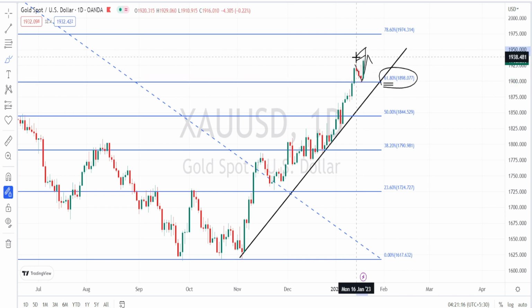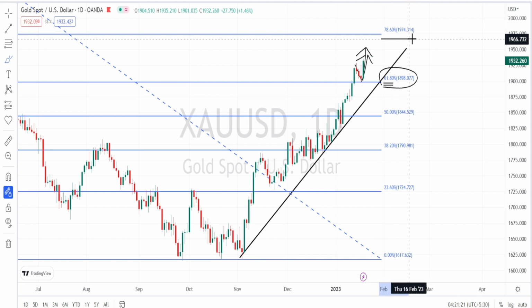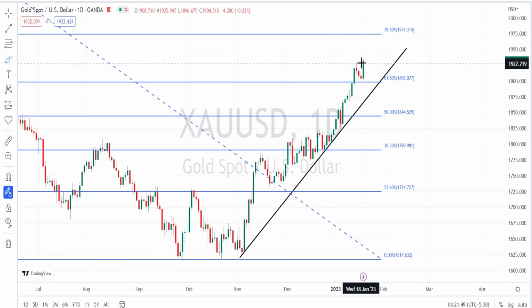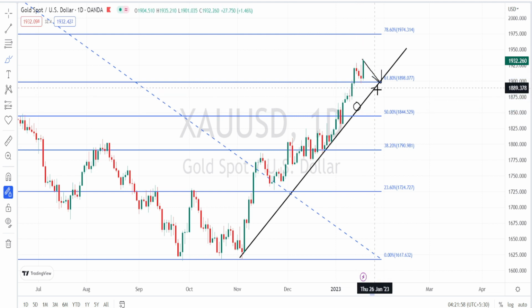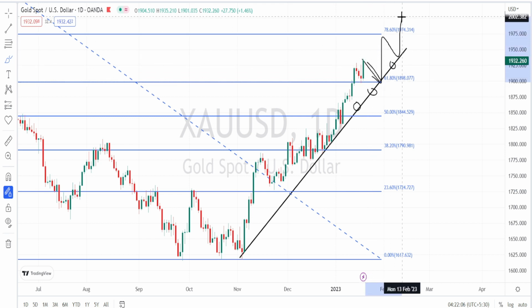So if the bullish trend continues, we can expect it to test the next level of resistance, which is going to be around 1974 and 78.60% of the Fibonacci resistance level. And again, if the price action bounces back on the bearish side retracement also, we can expect it to take support. And as long as the price action is trading above this trend line or the support line, we can expect the bullish trend to continue in daily time frame.